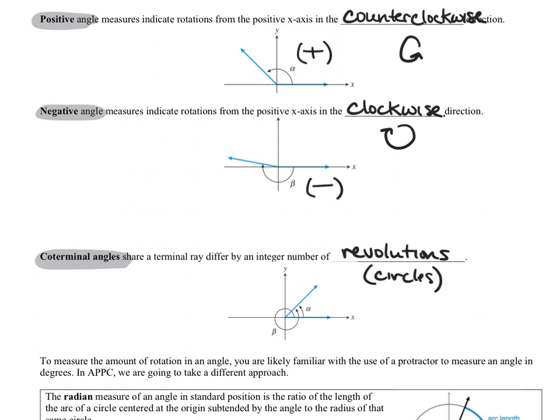So in this image here, we have alpha, which is some acute angle, and we have beta that goes all the way around the circle and then up and ending at the same ray as alpha. So alpha and beta are coterminal angles. Together they end at the same ray. Does that make sense, that vocabulary? Now this part that says by an integer number of revolutions, that just means that you will take like 1 full circle or 2 full circles or 3 full circles to meet at the same coterminal angle.